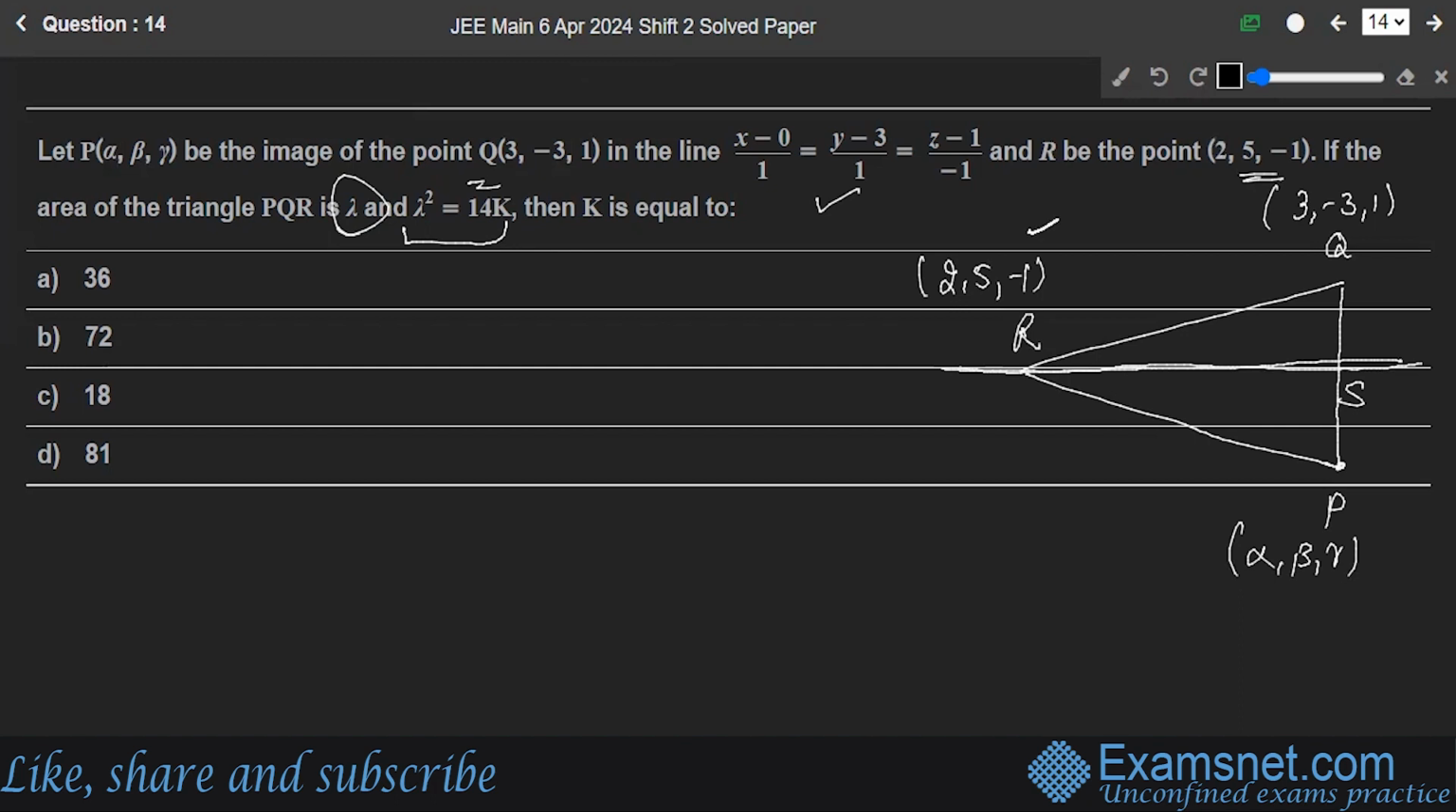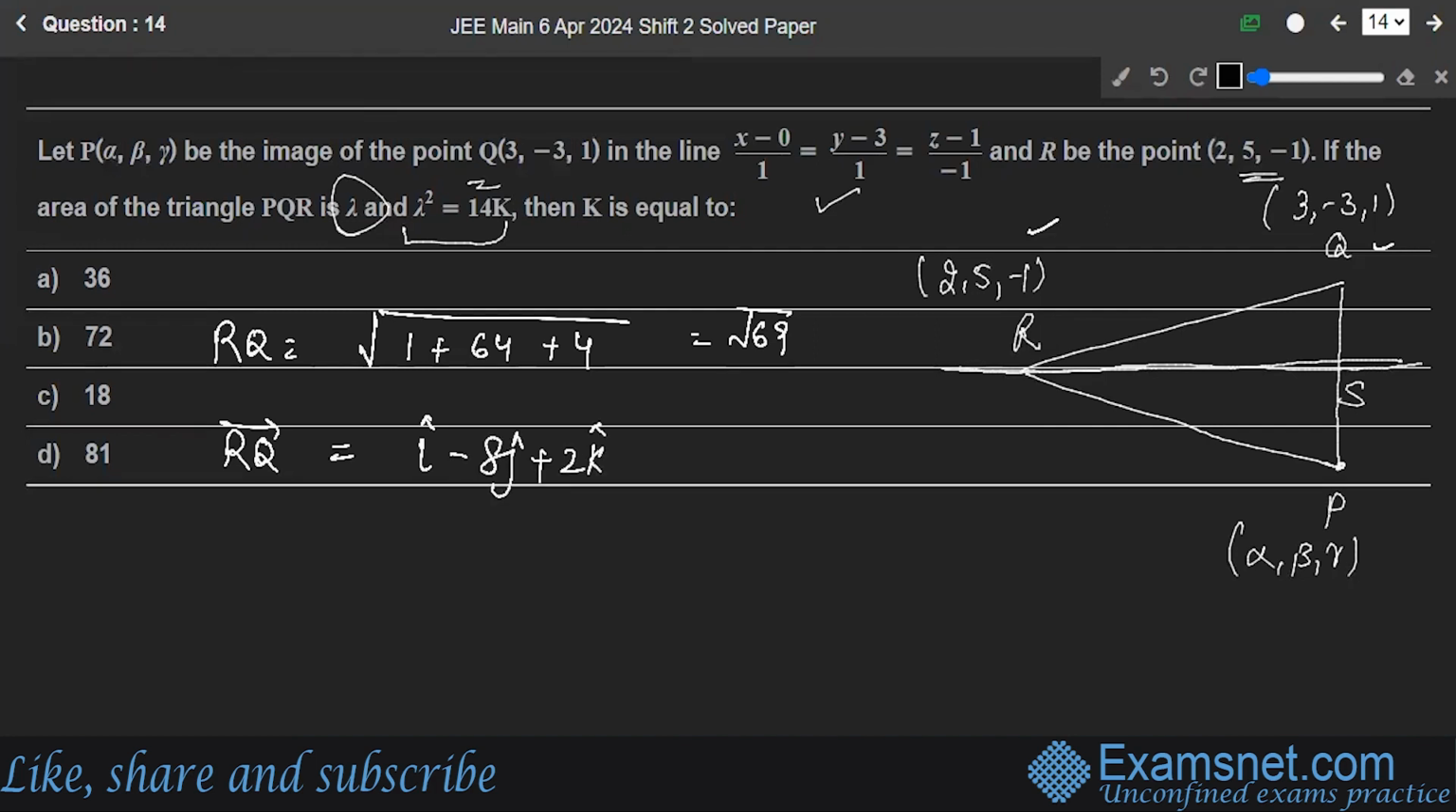Okay, first of all, you have this RQ. What is RQ given as? It will be root of 1 square plus 8 square 64, and 2 square, this is 4. So this is equal to root of 69. Writing the RQ in the vector form, this is equal to i vector minus 8j plus 2k. And the RS vector, this is i plus j minus k, because RS actually belongs to this line.